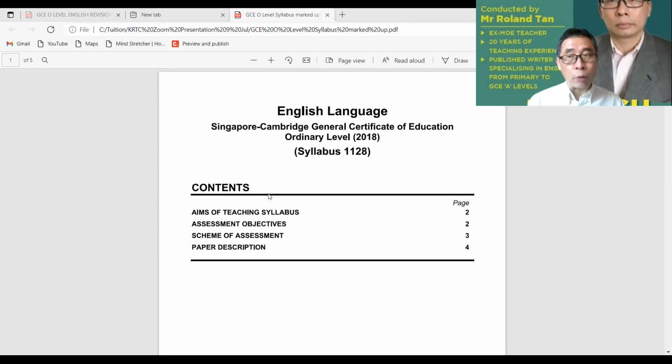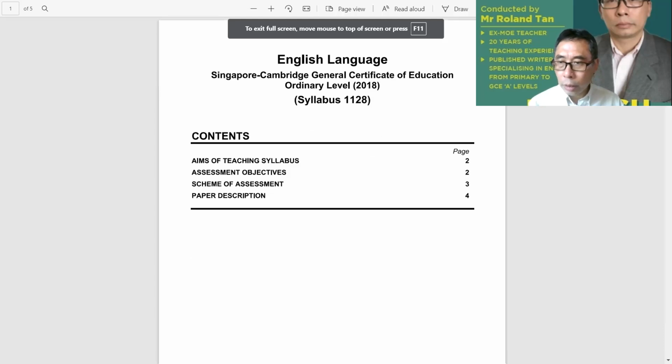First thing first, before we want to do well in a particular task, we need to know what is the parameter and what we have to do to optimize our efforts in achieving the desired outcome. Hence, I've put this markup syllabus for your reference. Let me just enlarge this. Okay, and I'm going to just scroll this.